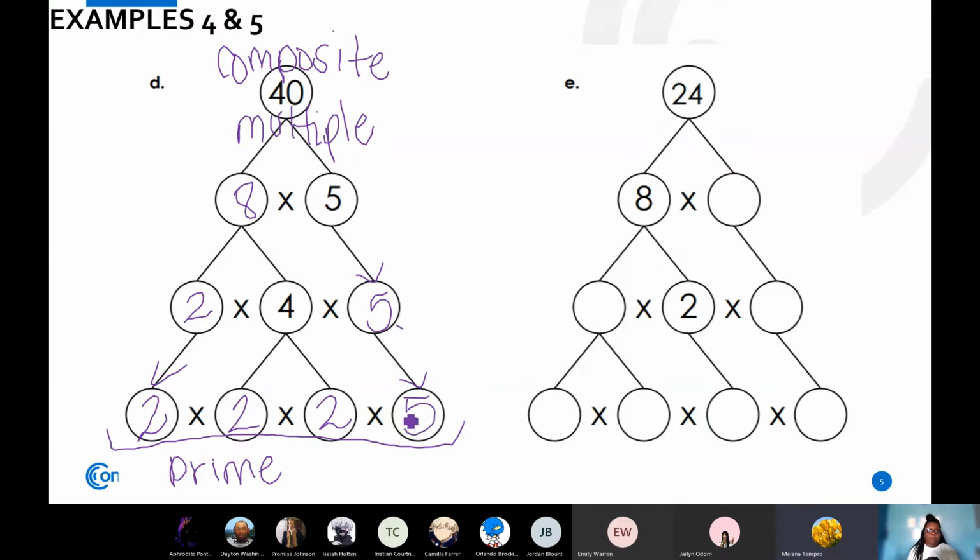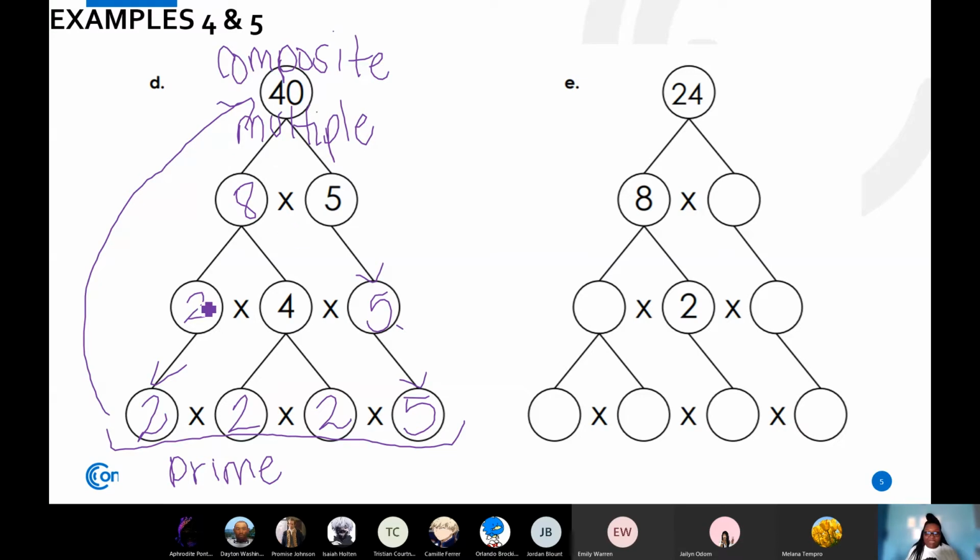You can multiply all the numbers together. Yeah, these prime numbers at the bottom, if I were to multiply all 4 of them together, it would equal 40. If it doesn't equal 40, I've probably done something wrong, okay?